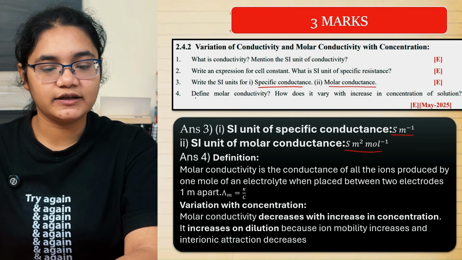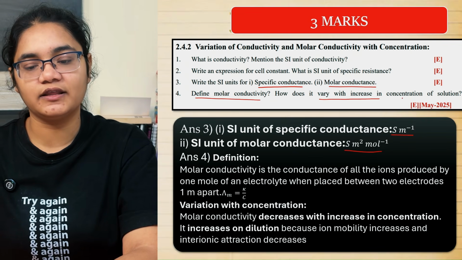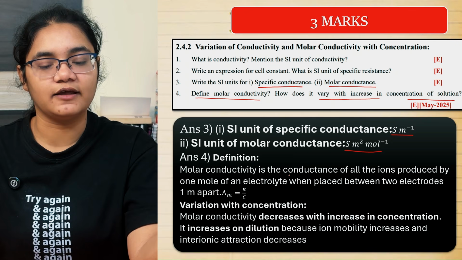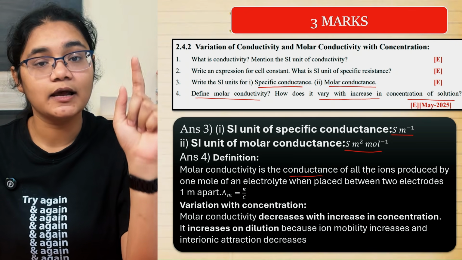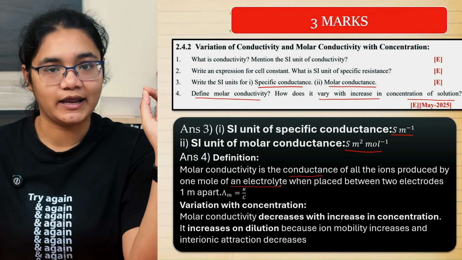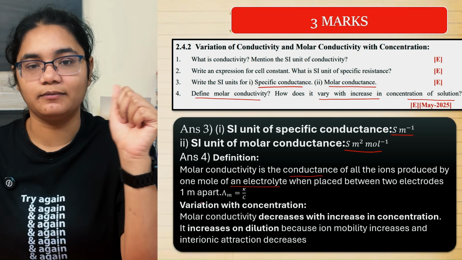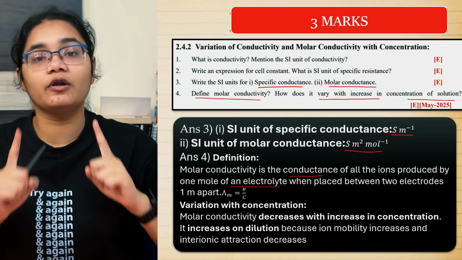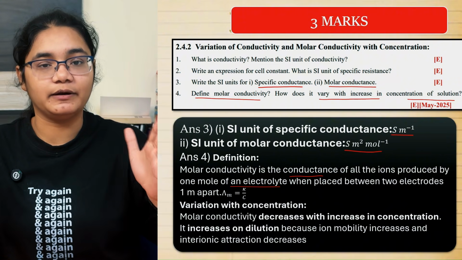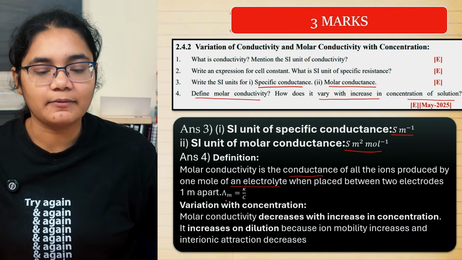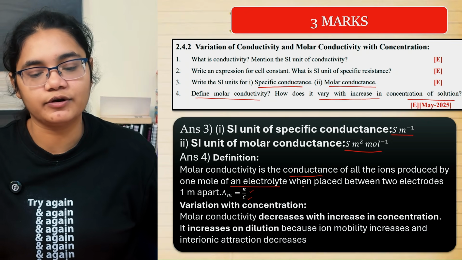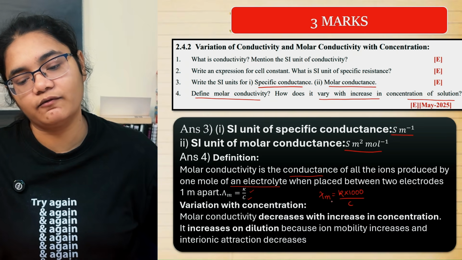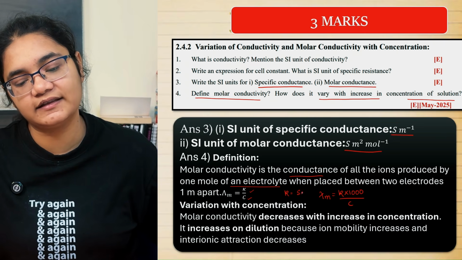Next, question number 4 is define molar conductivity and how does it vary with the increase in concentration of the solution. So molar conductivity, you can see the definition. It is the conductance of all the ions produced by 1 mole of an electrolyte when placed between two electrodes 1 meter apart. So lambda m formula is kappa by C. Here you should remember that lambda m is equal to kappa into 1000 by C, provided the kappa is in S centimeter inverse.